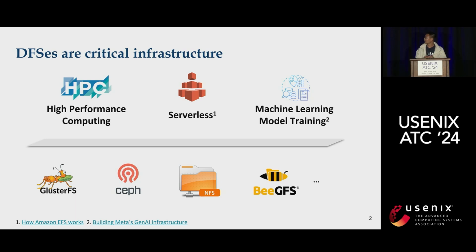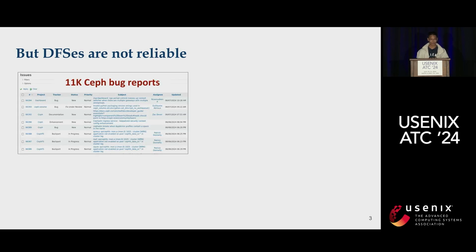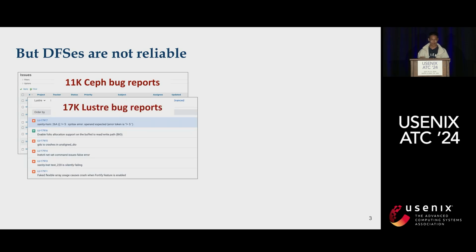Distributed file systems are the backbone of modern computing infrastructures. They have been widely adopted in high-performance computing, serverless, and machine learning model training. However, they are not as reliable as what we expect from a critical infrastructure. For example, Ceph and Lustre have over 10,000 reported bugs over the years individually.